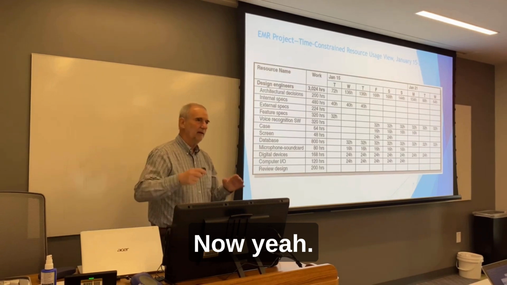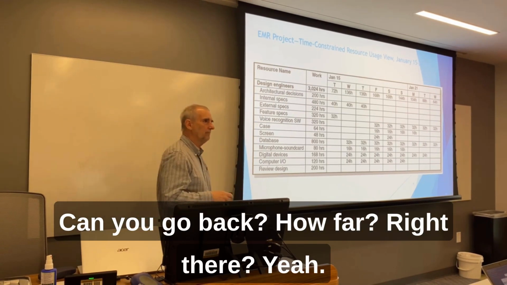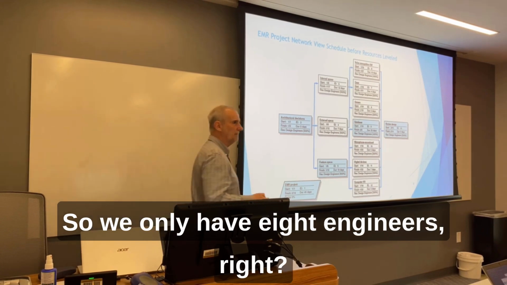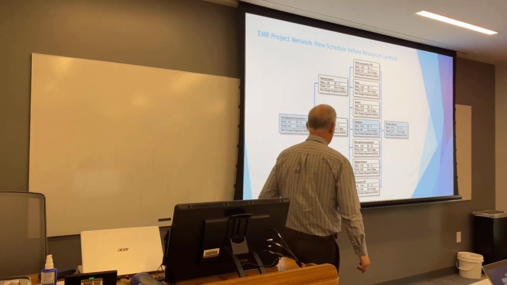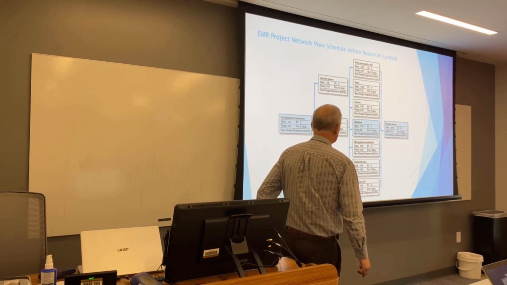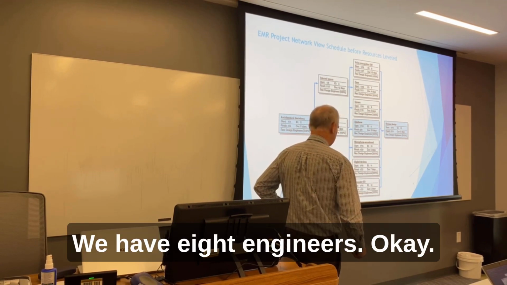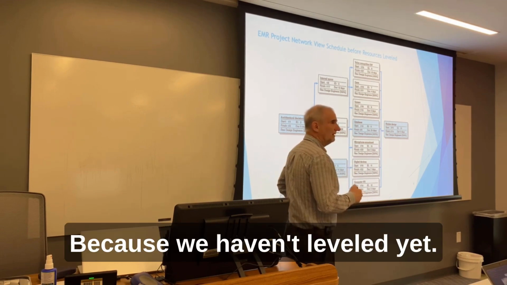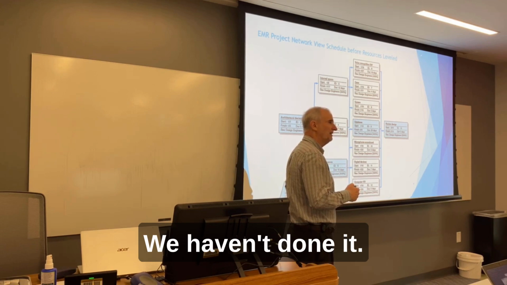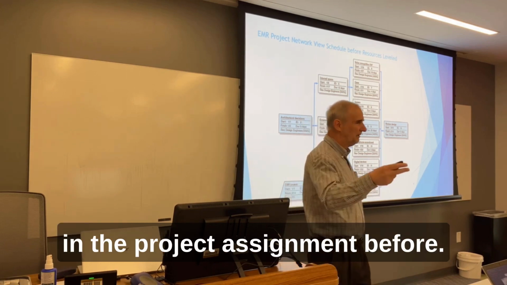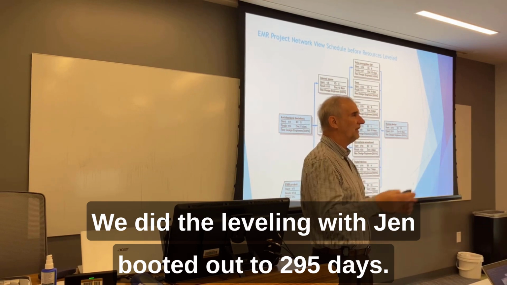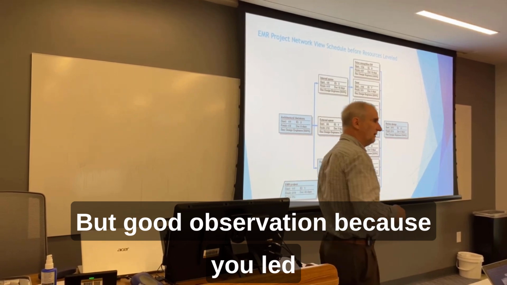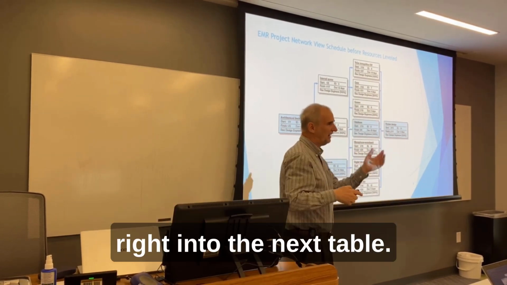Okay, now, yeah. Can you go back? Back how far? Right there. Yep. So we only have 8 engineers. Right. Now that adds up to 13. Am I looking at it wrong? We have 8 engineers. Uh-huh. Okay. Yeah, because we haven't leveled yet. Oh. We're screwed up. We haven't done it. Okay. We're like how we were in the project assignment before we did the leveling, but Jen moved it out to 295 days. But good observation. Because you led right into the next table.